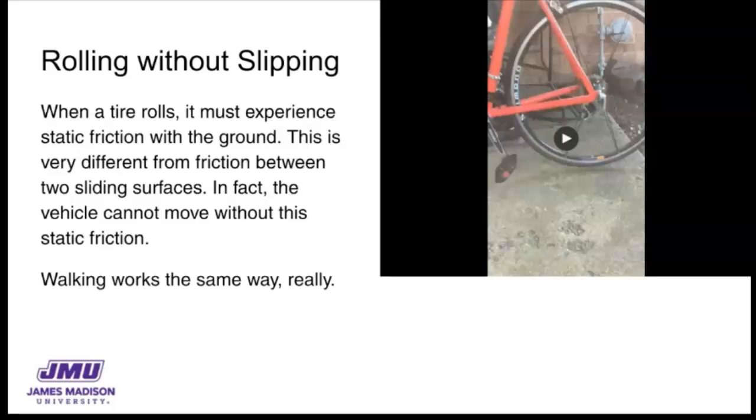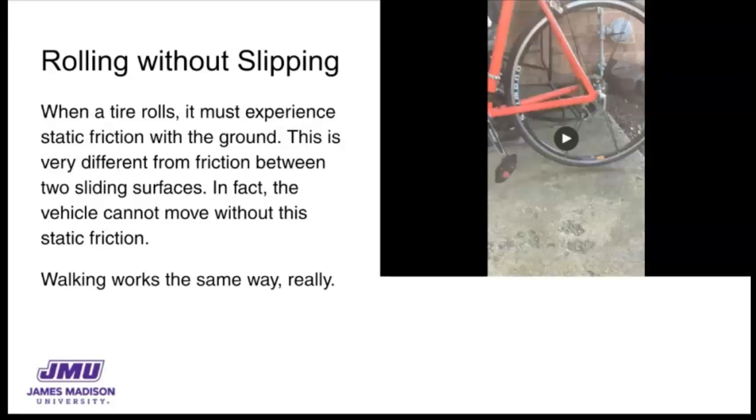So if you've ever had a bike or a car or something like that you're riding along and then you slam on the brakes and it skids, that skidding is actually an instance of kinetic friction because now your bike or car tire isn't turning and it's just sliding across the ground. That's very different from what's happening when it's rolling.